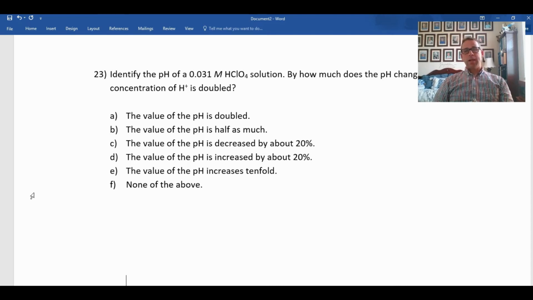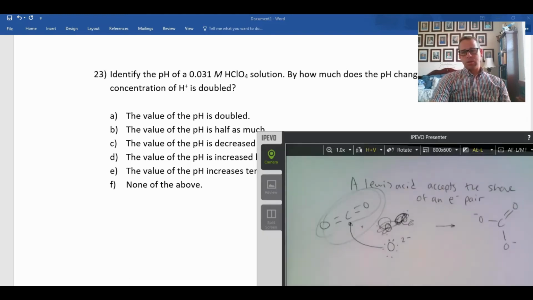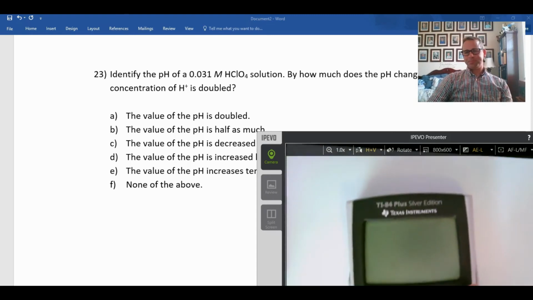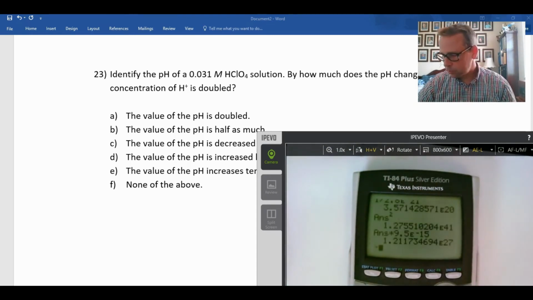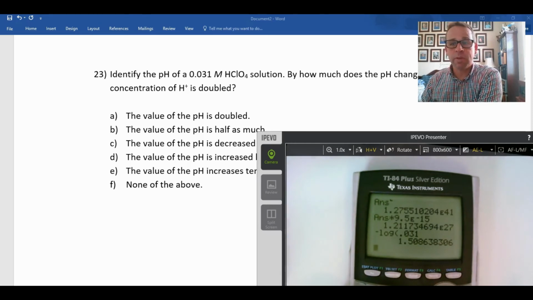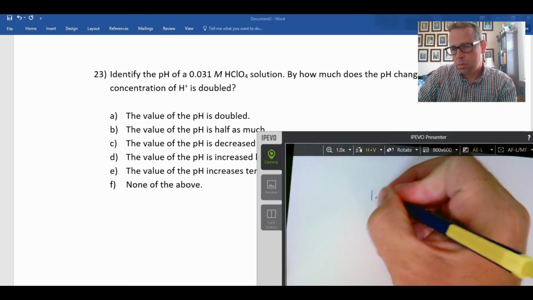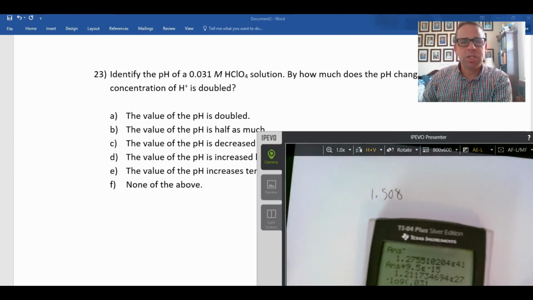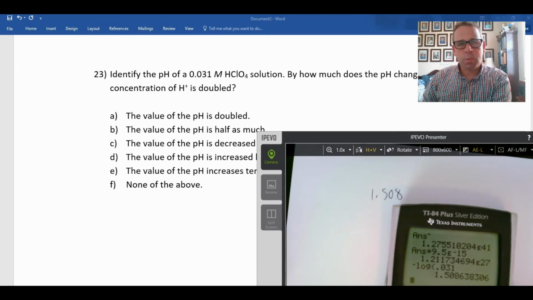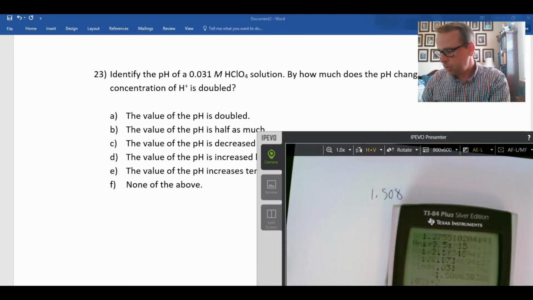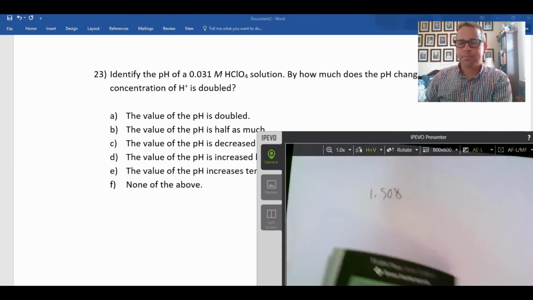First of all, HClO4 is a strong acid, so we can identify the pH simply by taking the negative log of the concentration. So if I take the negative log of the concentration, the pH is 1.508. And then the question is, how much does the pH change if we double the concentration? Well, that's 0.031 times 2. So now I'm going to take the negative log of that answer, and we're going to see what the pH is. Now it's 1.2.